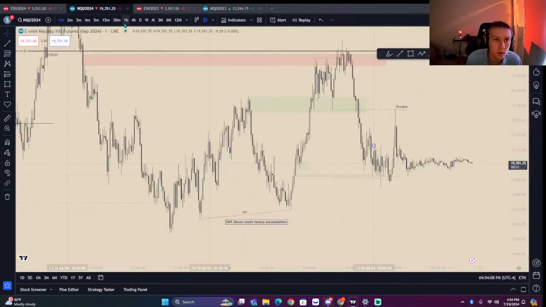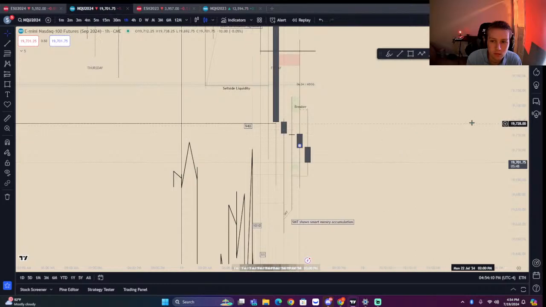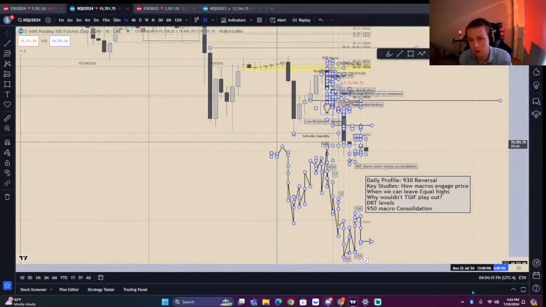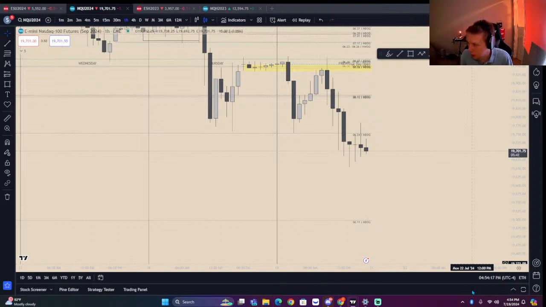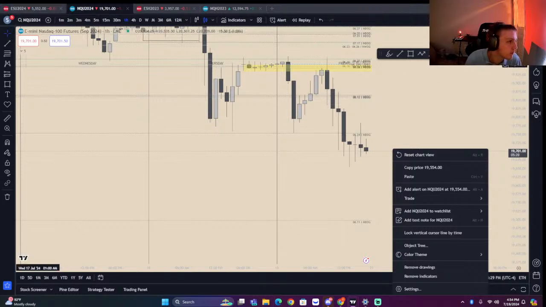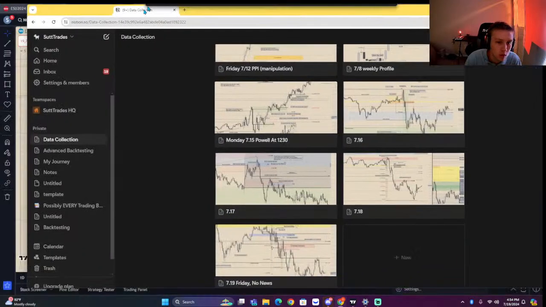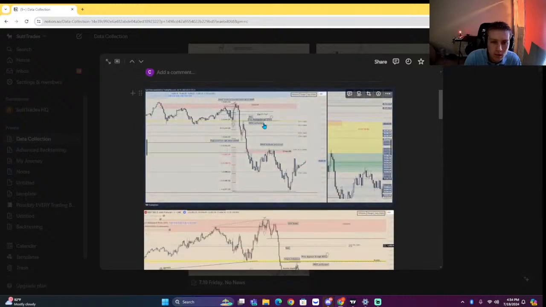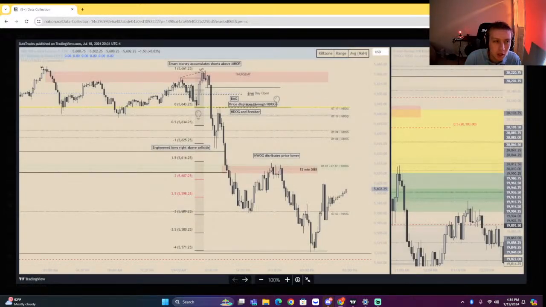Do you want to go over this week as a whole? Delete these annotations. Even though it sucks, I don't like deleting my annotations. But first I want to go over, so 9/18 we had distribution here. We left those equal highs here on 9/18.